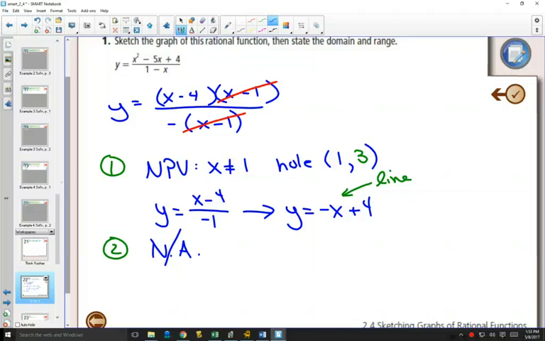We can still do our x-intercepts and y-intercepts. How do you find an x-intercept? You plug in, or sorry, let's start with our y-intercept. Y-intercept, 0 in for x, you'll get y equals 4. Our x-intercept, 0 in for y, and you'll get x equals 4.